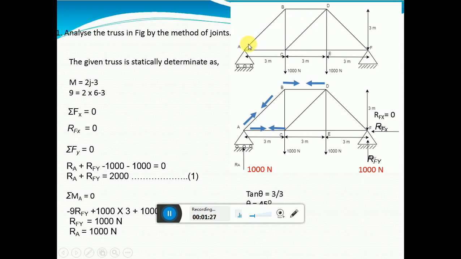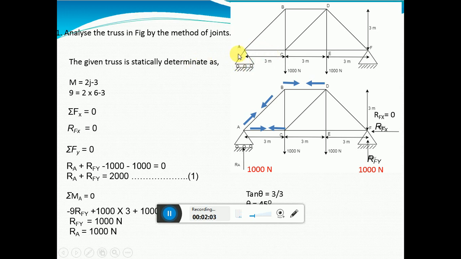And then you check how many members are there in a given truss. Count how many members are there. That is 1, 2, 3, 4, 5, 6, 7, 8 and 9 members are there. So M is nothing but members. J is joints. See how many joints are there: 1, 2, 3, 4, 5, 6. So 2 into 6 is 12. 12 minus 3 is 9. So left hand side is equal to right hand side. That means the given truss is statically determinate.